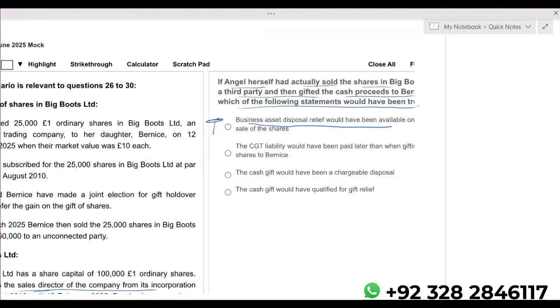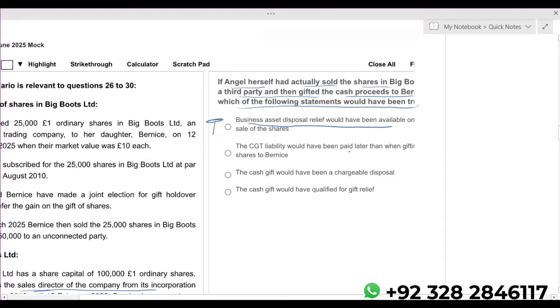Second, the ownership period prior to the disposal is 2 years, plus Angel is an employee of that organization. So you have been an employee of that company for at least 2 years prior to the disposal, plus the ownership period is at least 2 years prior to the disposal. In fact, it is more than that. So all the conditions of BADR are met.